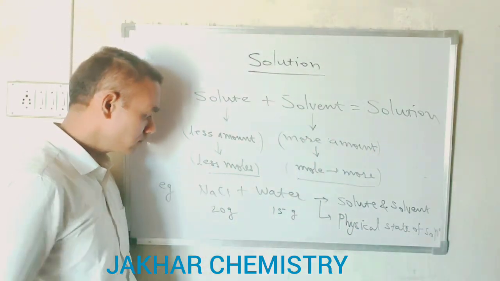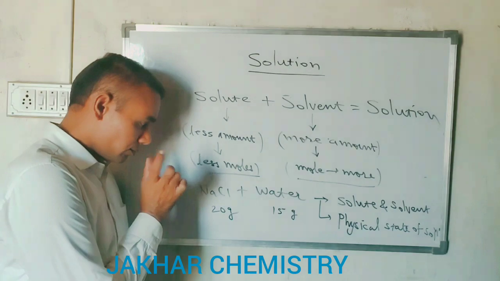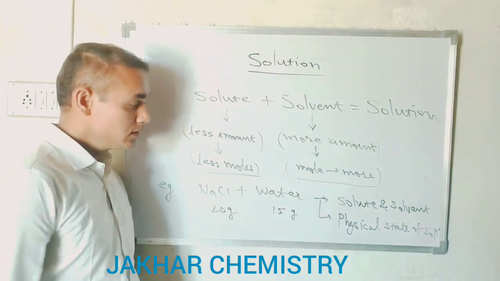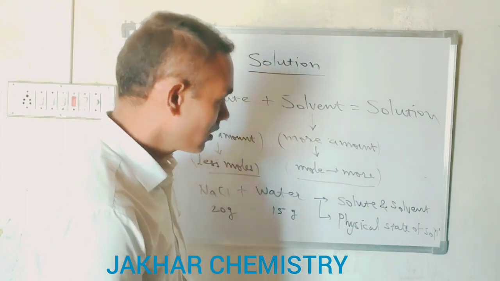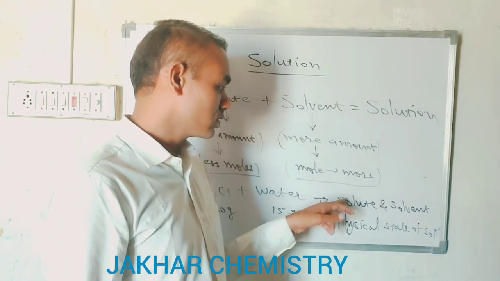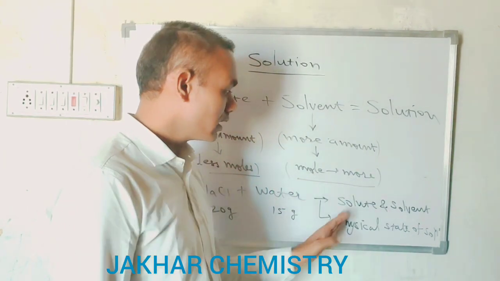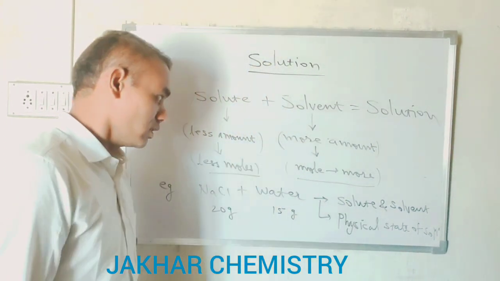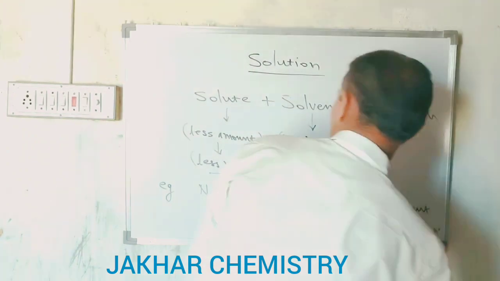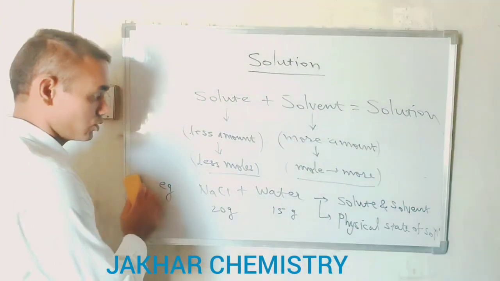The question, again I am repeating: a mixture is having 20 gram of NaCl and 15 gram of water in a binary solution. You have to determine the solute and solvent component and what is the physical state of the solution. Okay, so now let us discuss the next, trinary solution.